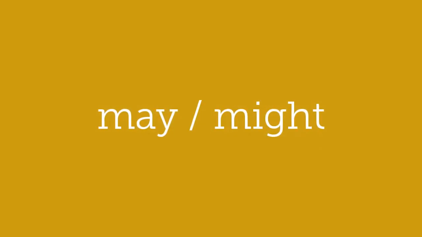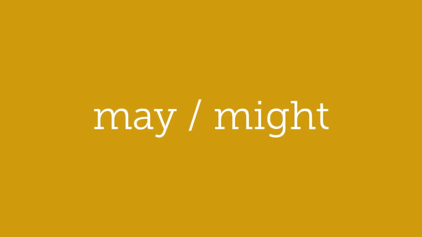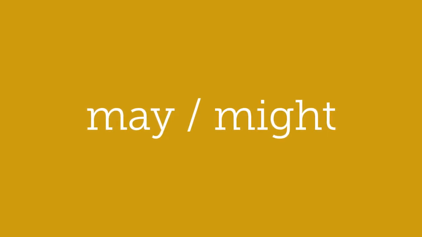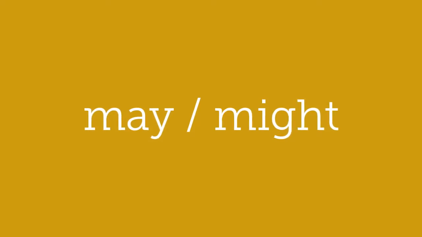May and might. We use may to give or ask a permission. For example, is it okay for me? Is it safe for me? May I swim here? Might is more a probability. It might rain today. It's probable.